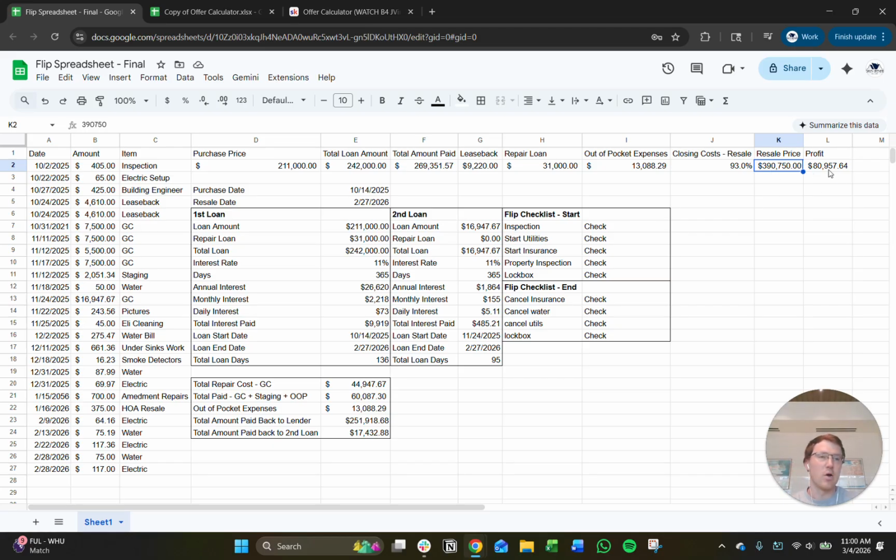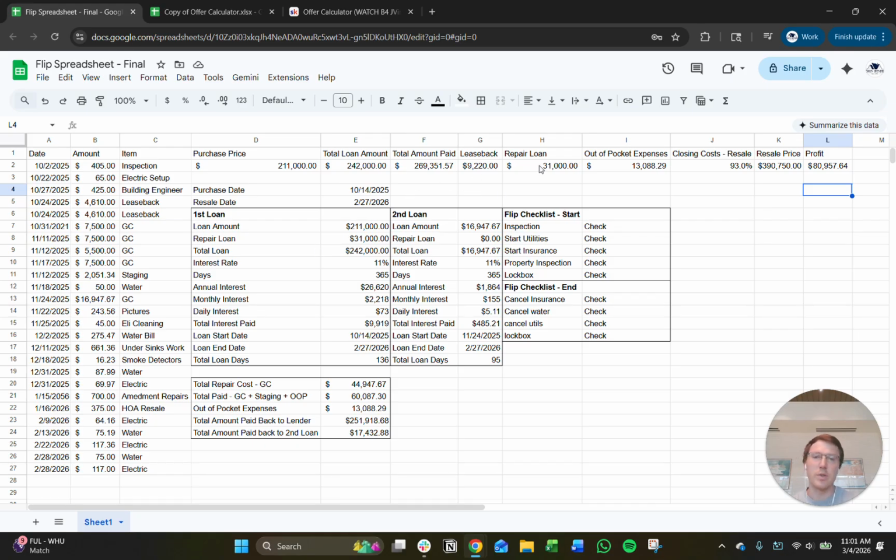But right here, this is almost exactly what we ended up making on this flip, all in all. But what we did for the profit, move this over on the right here, is the resale times 0.93 minus our out-of-pocket expenses minus the two loans paid back. And then you can come up with your profit. So this is what we use to track. I would always track all of your expenses, everything that you've spent money on here. You can use this beforehand to calculate roughly what you would make on a flip.